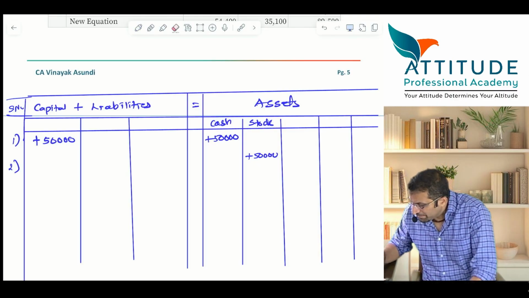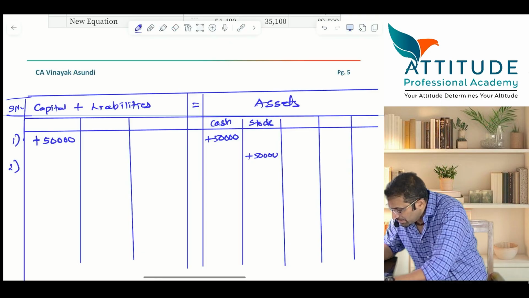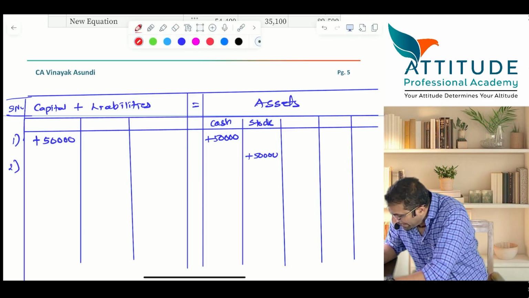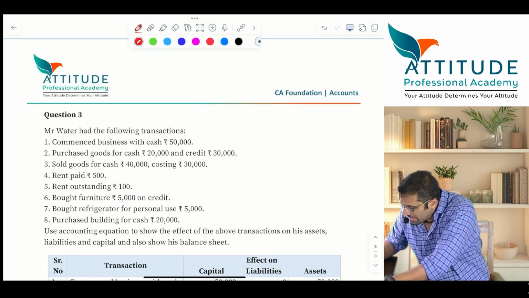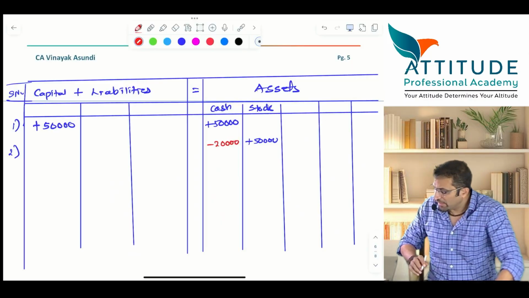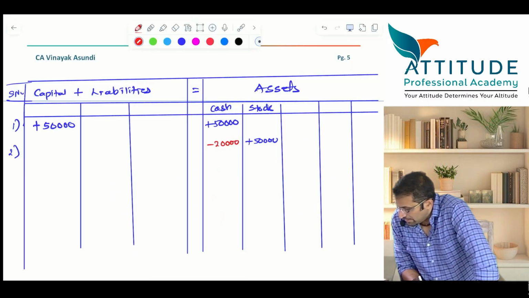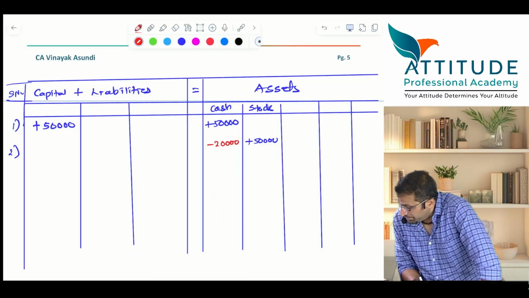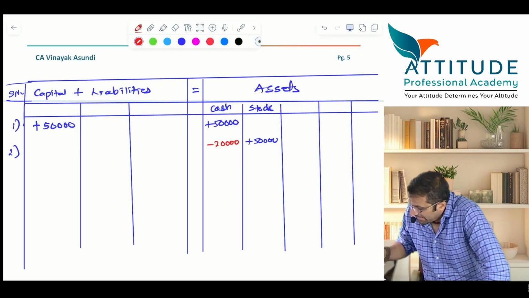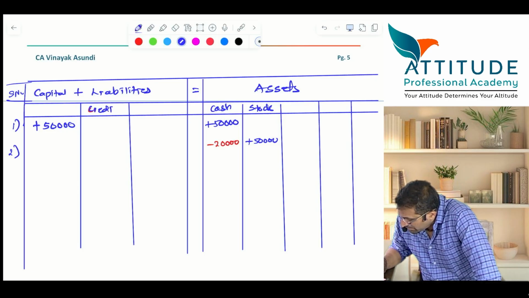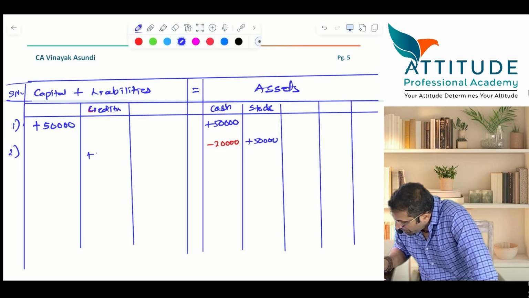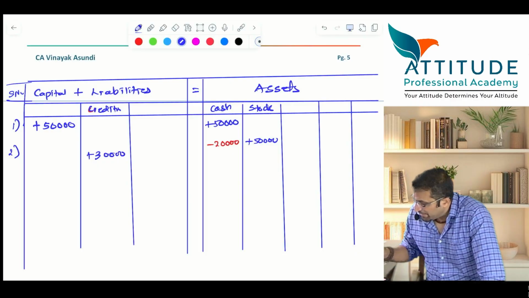Is cash reducing? How much? Cash is reducing by minus, 20 or 30? Cash is 20, credit is 30. Okay, now tell me. Liability increases. Liabilities are what? Creditors. Creditor is plus 30.